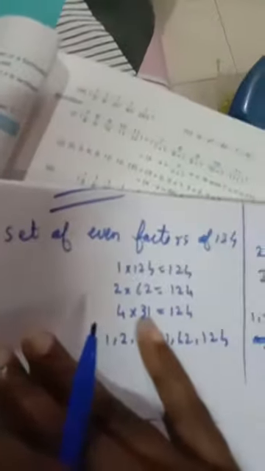Next question, sub question 3. Write the set of even factors of 124. How to find the even factors of 124? So first, find the factors of 124. So do the prime factorization.